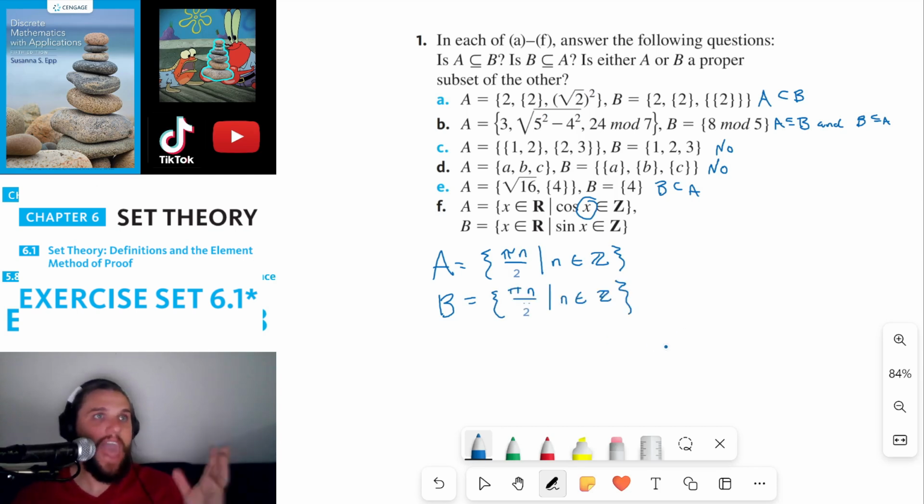And in this way, A and B are clearly the same sets, which means that A is a subset of B and B is a subset of A. But they're not proper subsets of each other because they equal each other. They're the same sets. And by definition, a proper subset is a subset that isn't equal to the original set.